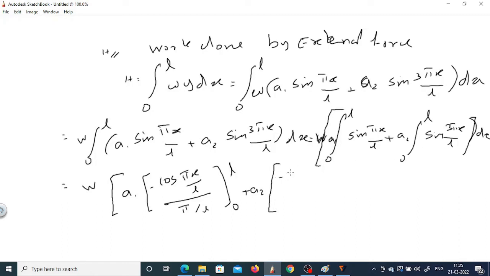If I integrate, minus cos 3 pi x by L divided by 3 pi by L, with the limits of 0 to L. Likewise, I can integrate the terms. After that, now we can move on. This is equal to W into minus, I took the minus outside.